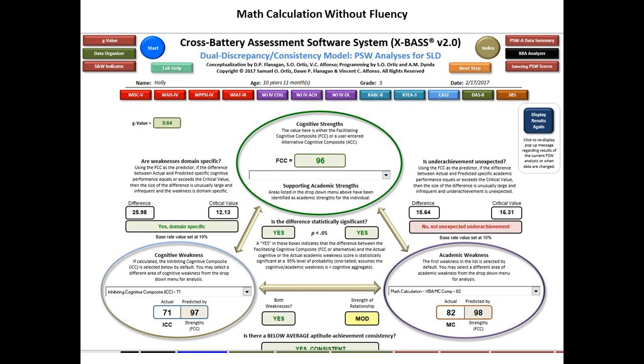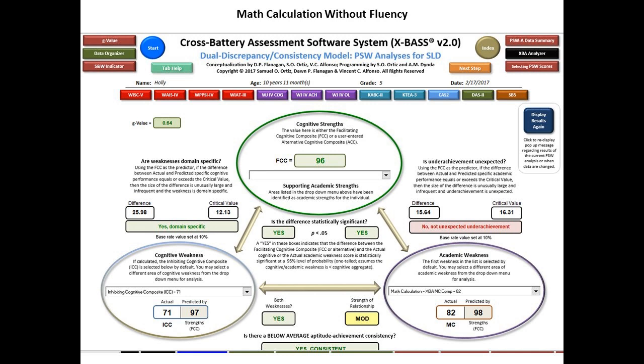Now, what this shows here is your top oval, your facilitating cognitive composite is 96, representing generally average ability to think and reason. And the program in the cognitive weakness oval defaults to an inhibiting cognitive composite. The inhibiting cognitive composite is 71. Over here in the academic weakness area, in this drop-down menu, anything that you said was an academic weakness is listed in this drop-down menu.